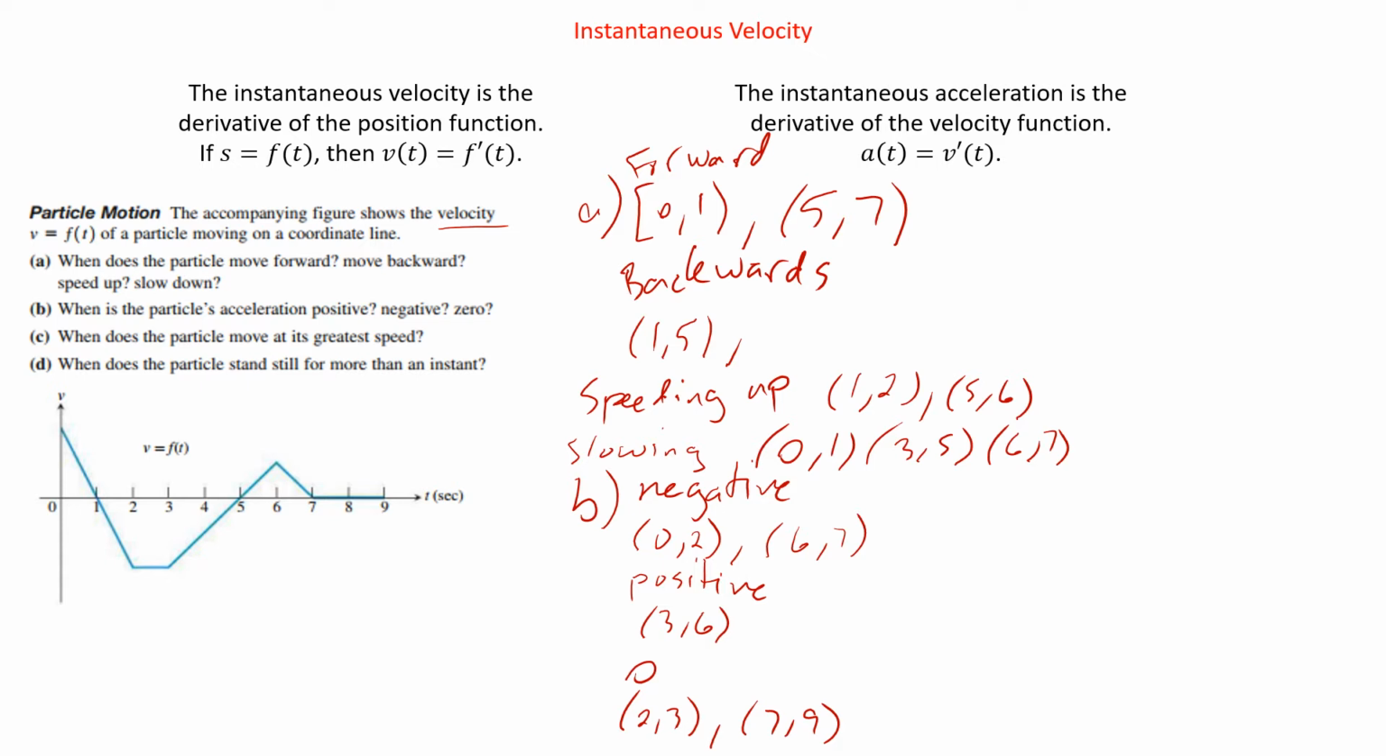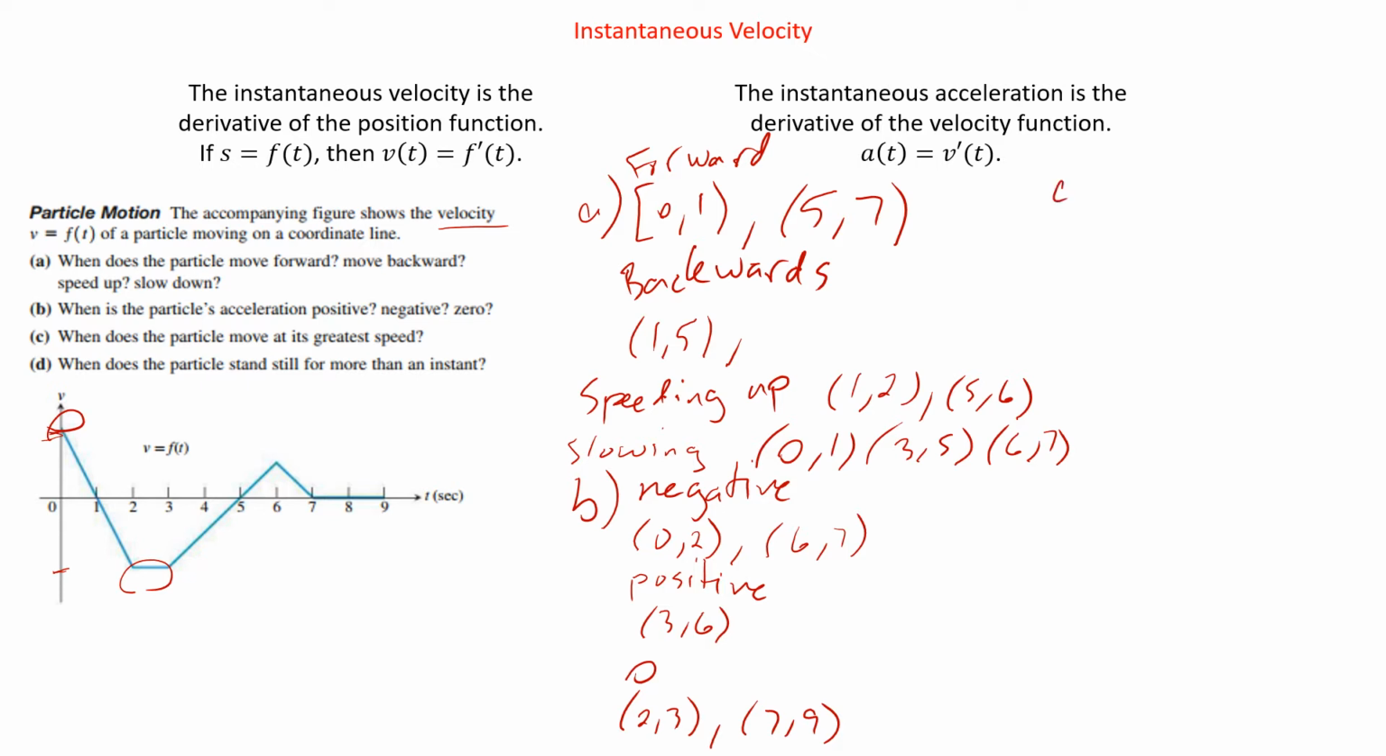When does a particle move at its greatest speed? So the greatest speed, another thing I have in just a minute: speed is the absolute value of velocity. Speed is always positive. Velocity has direction. It could be positive or negative, but speed is always positive, it's just absolute value. So when is the greatest speed? Well, it could be right here, or it could be down here.